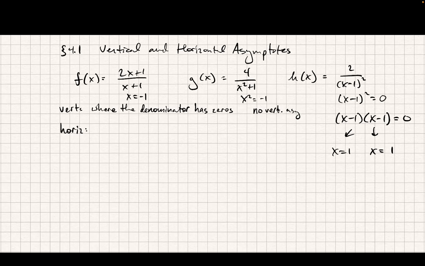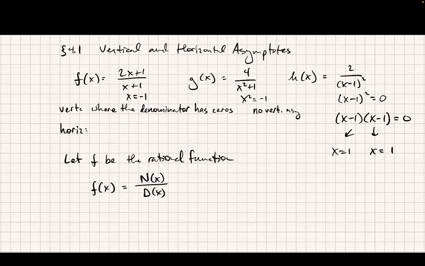So if we say let f be the rational function. Tell me again what a rational function is. A function that can be expressed as one function over another. Right, so it's a polynomial over a polynomial. So in general, we could say some polynomial in the numerator and some polynomial in the denominator, if we want to use this notation. So capital N for the numerator polynomial, capital D for the denominator polynomial.